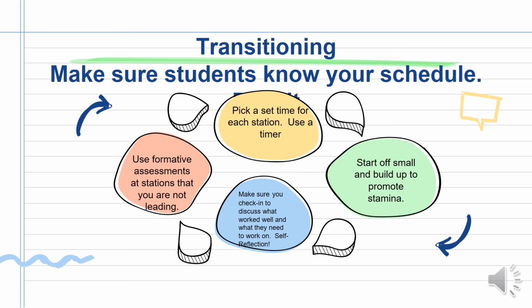Each week, fill in a self-reflection form, each day if you have time for it. Giving students a voice and just hearing their concerns, their strengths, the areas that they need to improve on will really help you plan better. Use formative assessment data at each station that you are not leading. So think of a way that you will hold them accountable.